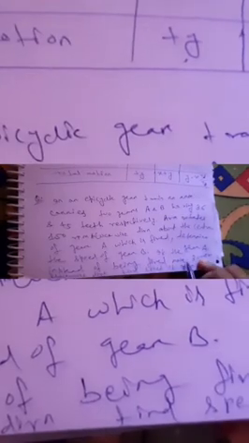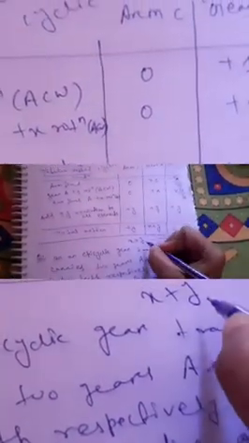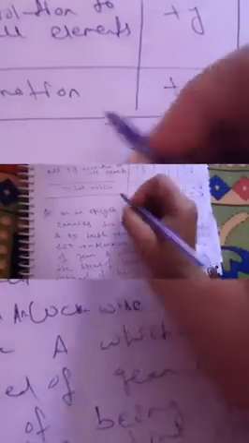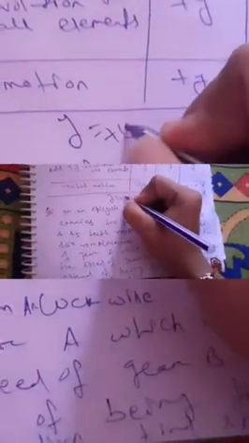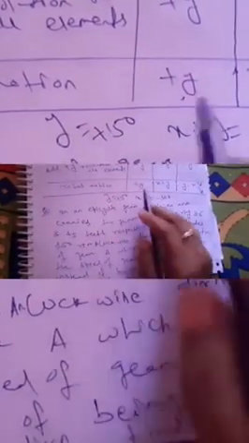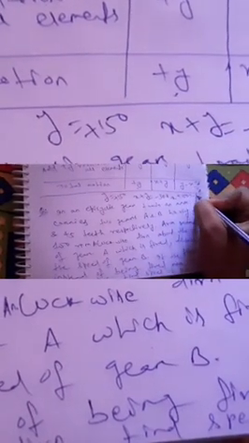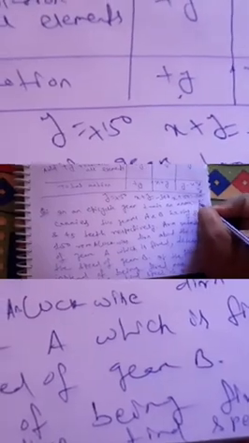Now in the second part, it is given that gear A, instead of being fixed, makes a revolution of 300 rpm in the clockwise direction. Clockwise means negative, so the speed of gear A is 300 rpm clockwise. So x plus y is minus 300. The arm speed is given in the anti-clockwise direction, so that is plus 150. So x plus y equals minus 300, y equals 150. So x plus 150 equals minus 300, so x equals minus 450.